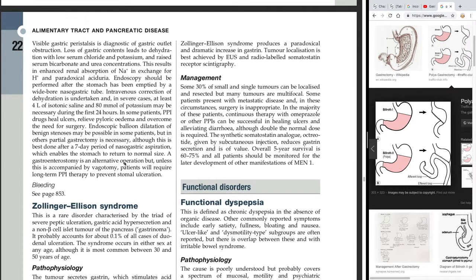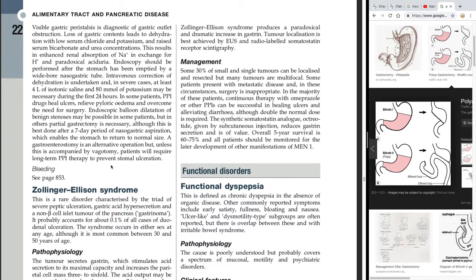so that the stomach can return to the normal size. A gastroenterostomy is an alternative operation, but unless this is accompanied by vagotomy, patients will require long-term PPI therapy to prevent stomal ulceration. So gastroenterostomy. Gastro means stomach, entero means small intestine, and stomy means a hole. Gastroenterostomy means an artificial hole is made between the stomach and the intestine. This is obviously done by surgery.